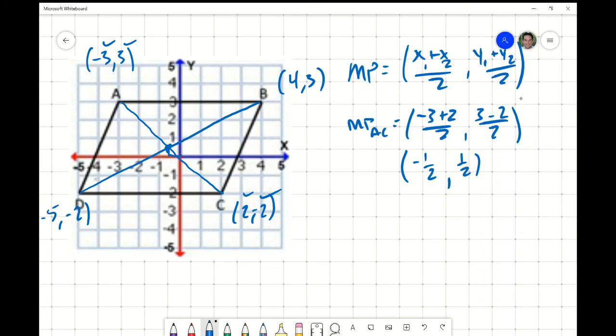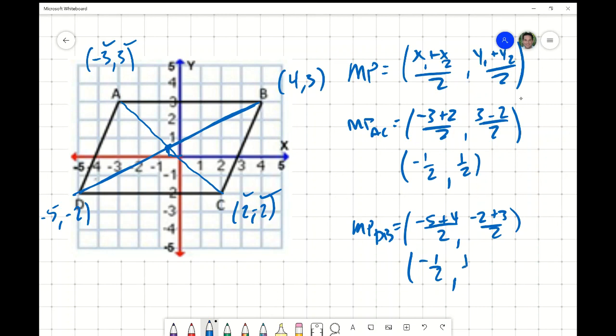Let's verify real quick that it's going to turn out to be the same thing for diagonal DB. So let's do DB here. If I get some different answer, then I've got to go back and check maybe the points that I wrote down. All right, so here we go. What have we got? -5 plus 4 up there for x2, divided by 2, and then we got -2 and +3. Yeah, this is looking pretty good. So -5 plus 4 is -1, divided by 2 is -1/2. And we've got that right there is +1/2.